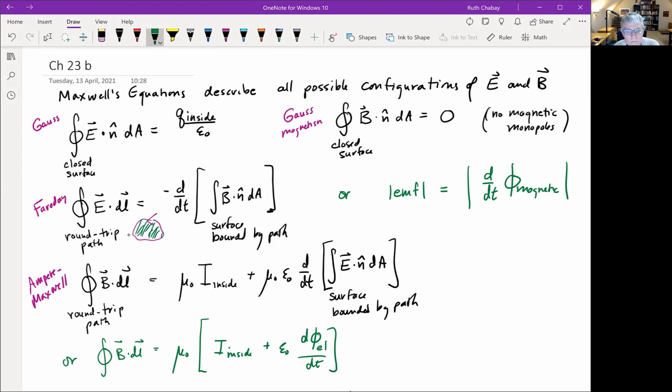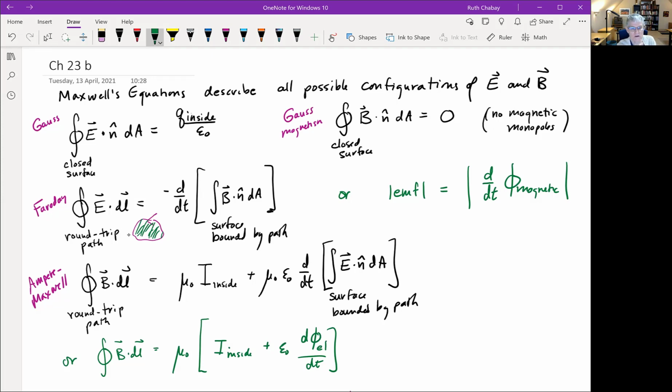a surface bounded by the path. And a more compact way of writing it is that the EMF, the absolute value, not worrying about directions, which we can find with the right-hand rule, which is indeed this integral of E dot dl on a round-trip path, and if it's an E made by charges, that's going to be zero, but if it's an E made by time-varying magnetic fields, it won't, is equal to the time rate of change of the magnetic flux.